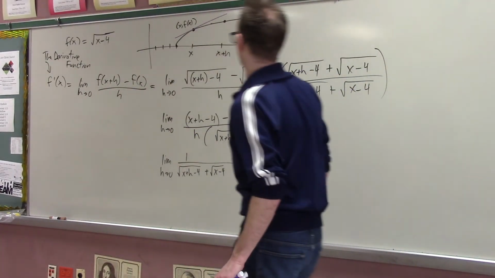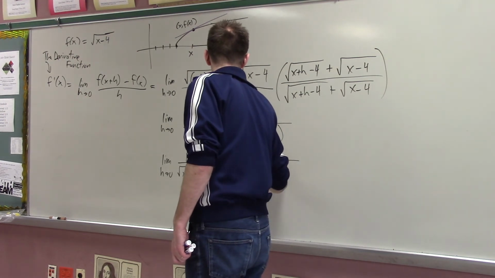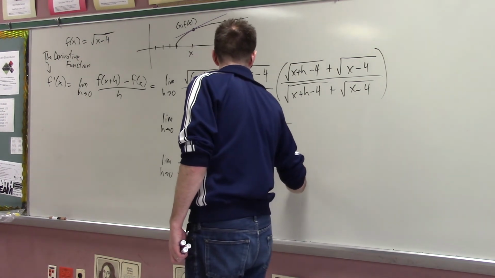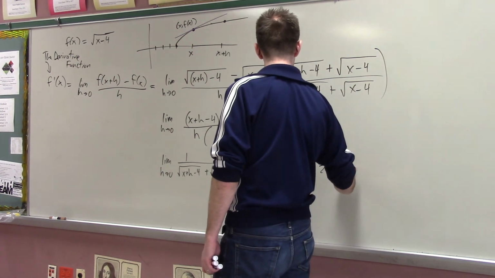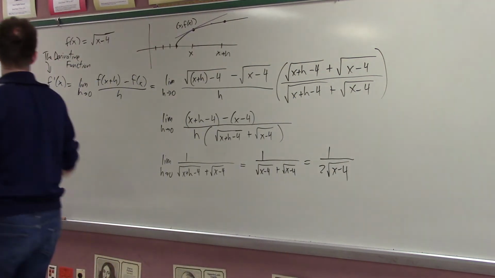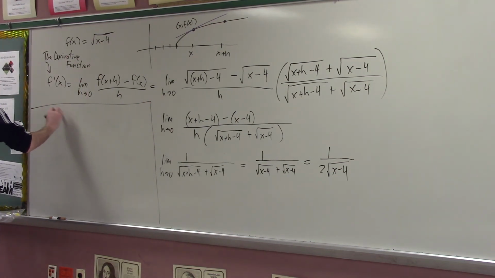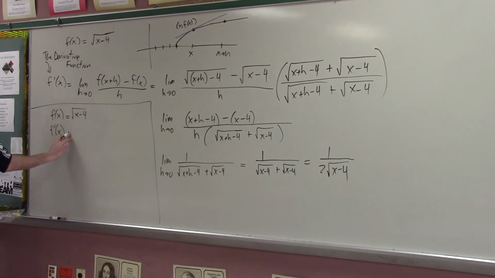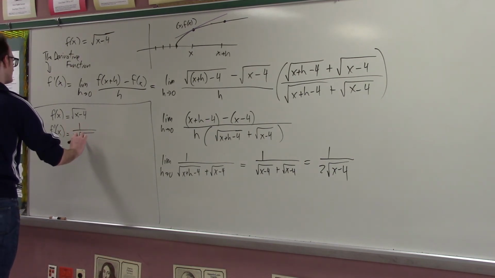I can just plug in 0. If you plug in 0, what do you get? 1 over root x minus 4 plus root x minus 4. In other words, 1 over 2 root x minus 4. Whoa. What this means is that if you give me the function root x minus 4, then the so-called derivative function is a new function, which is 1 over 2 root x minus 4.